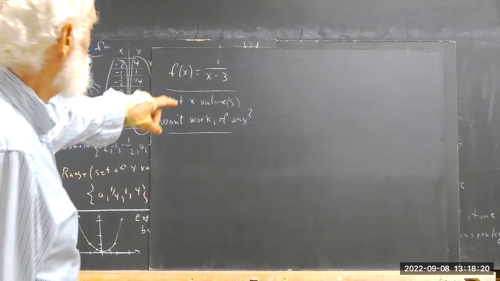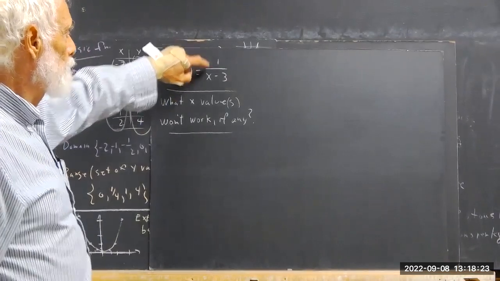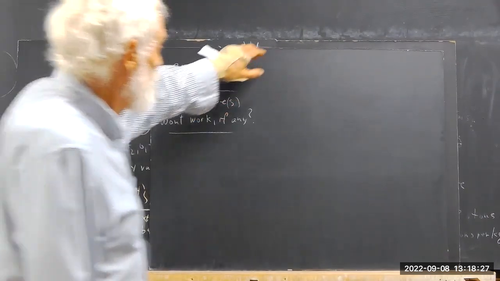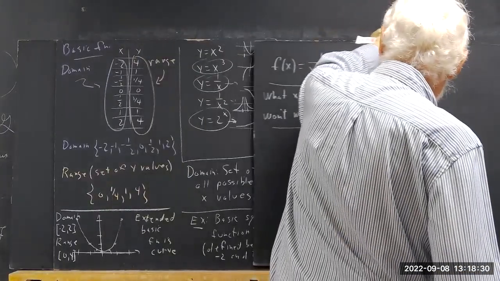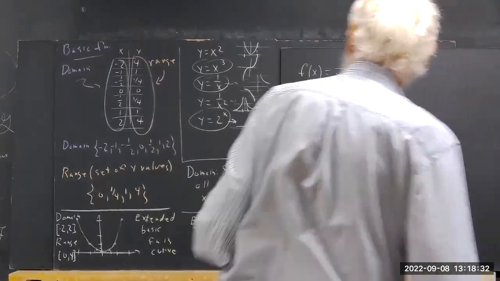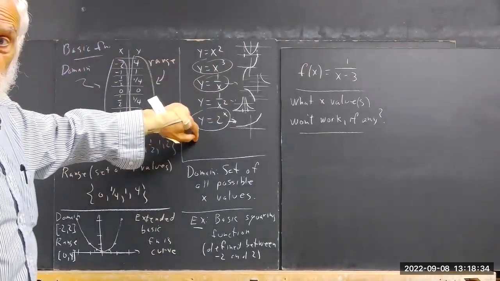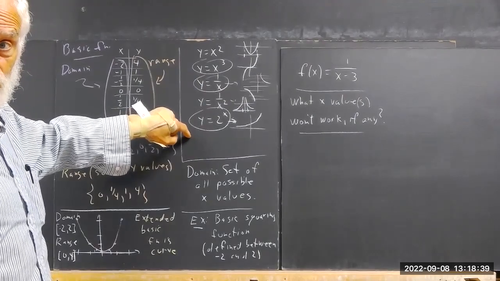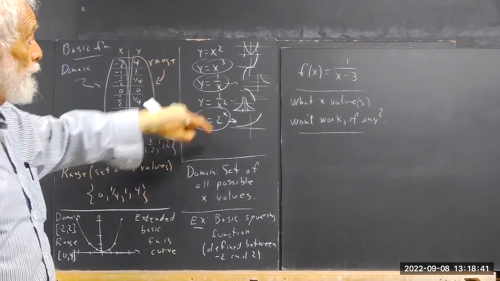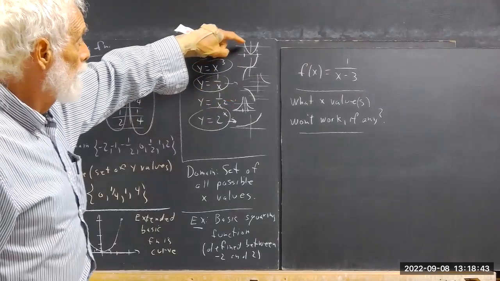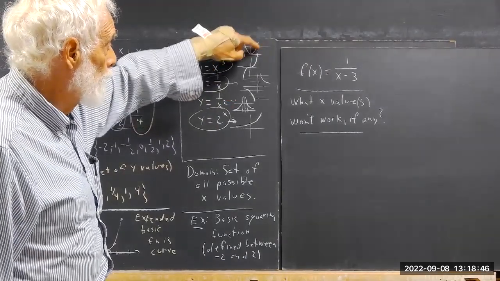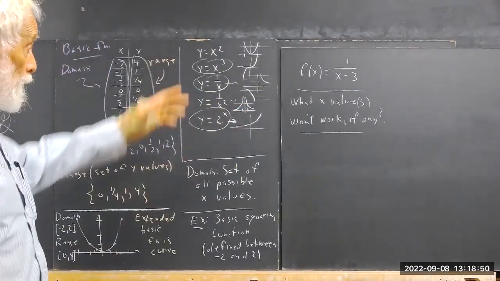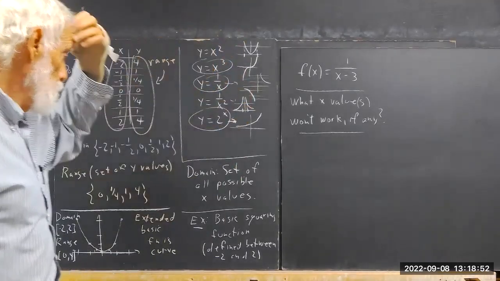Okay, so the question is, we've got f of x equals 1 over x minus 3. What x values won't work, if any? And just to make sure we have the context, here are our basic functions. This one and this one are one-to-one. This one and this one aren't because for a given y value here, there are two x values. For a given y value here, there are two x values. For the others, for any given y value, exactly one x value.